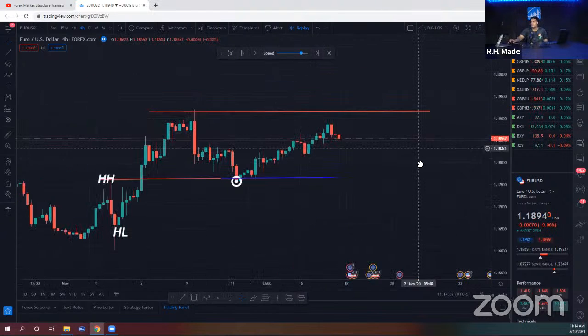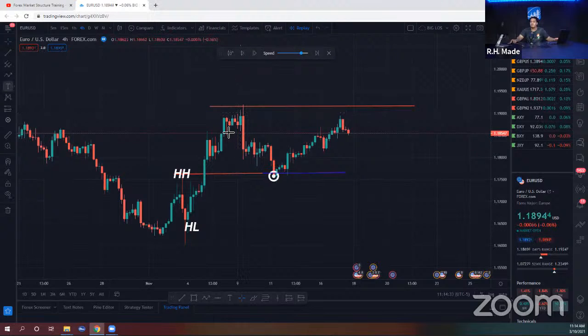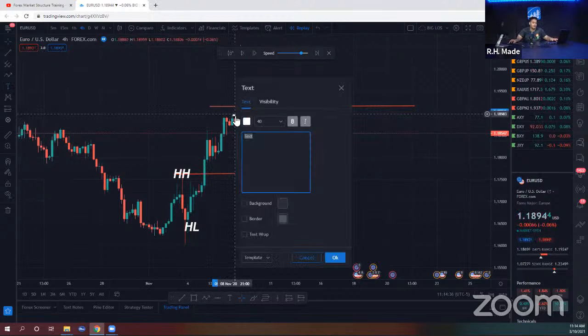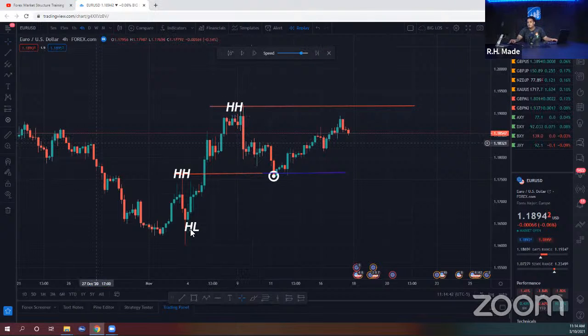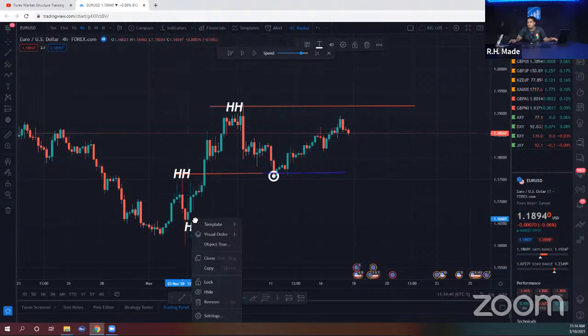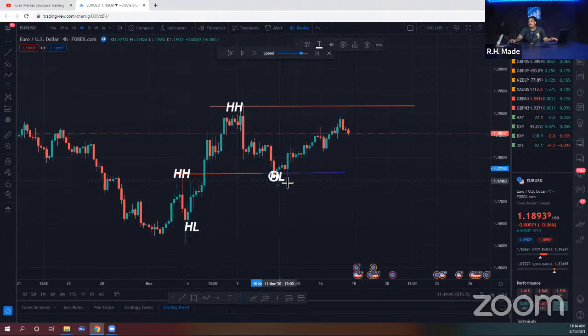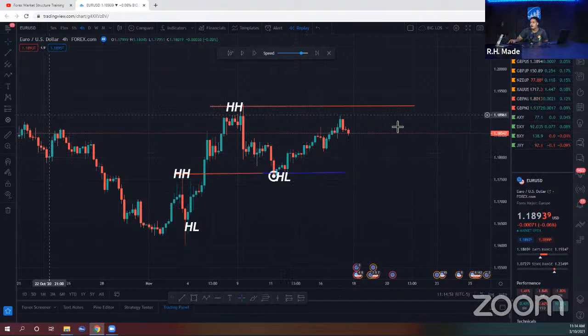Okay, so in order to continue this uptrend, we know we need a higher high, right? We need a new higher high, right? We have sequences of higher highs and higher lows forming. So in order to continue this uptrend, we know we need another higher high.